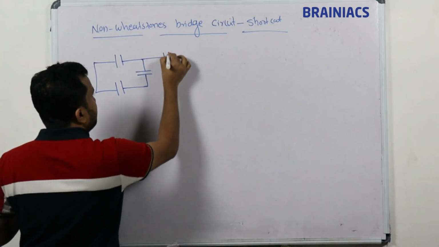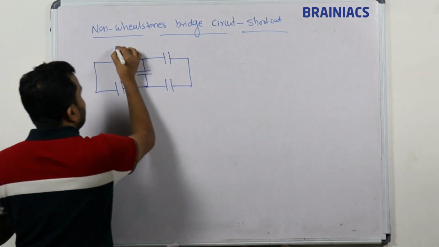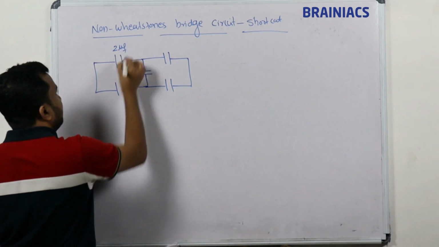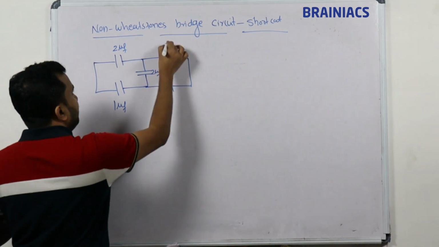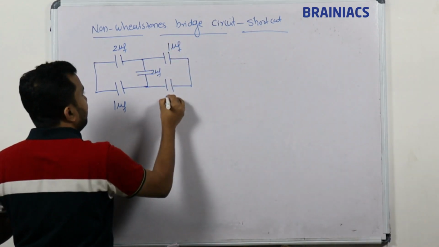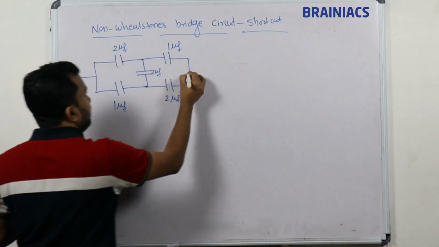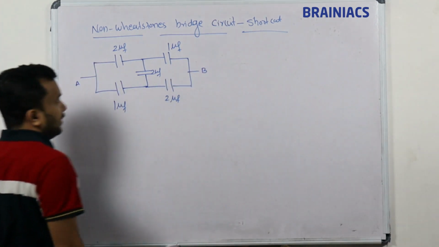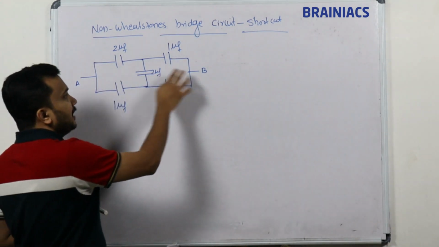Capacitor here also, next capacitor, next capacitor, next. So this is 2 microfarad, 1 microfarad, 2 microfarad, 1 microfarad and 2 microfarad, with the terminals A and B. The question I asked at that time was: what is the equivalent capacitance between the terminals A and B?